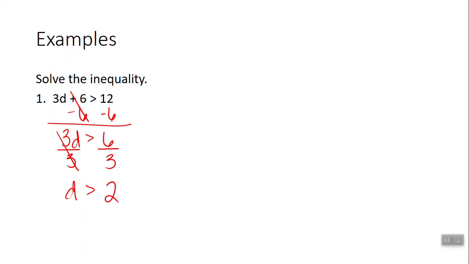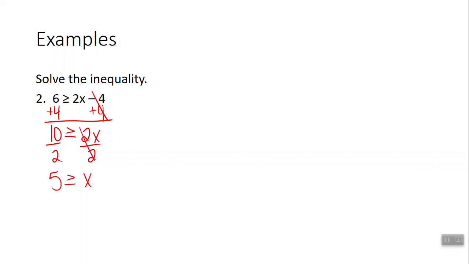You could check your solution by picking a number larger than 2. So I'm saying that all of the answers greater than 2 will work. So if I pick a number like 10, that's greater than 2, and I plug a 10 in for the variable, 3 times 10 would be 30, 30 plus 6 is 36, and 36 is greater than 12, so I'm going back into the original problem. That's just a quick way to check to make sure you're right.